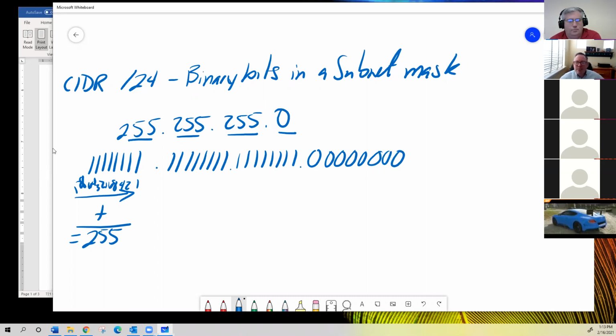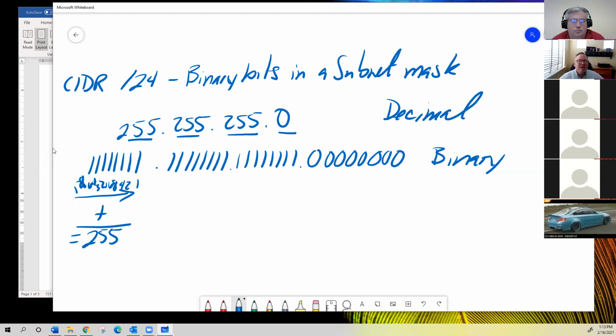So this is a binary representation of the number above it. And this is, of course, decimal. These two are the same numbers, okay? 255.255.255.0 in decimal has the same equivalent in binary: 8 ones dot 8 ones dot 8 ones dot 8 zeros. So these four groupings make up your subnet mask in decimal or binary.